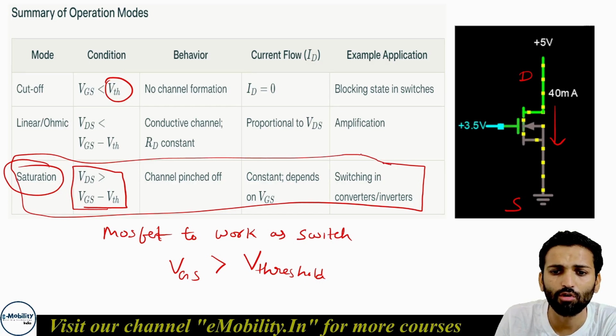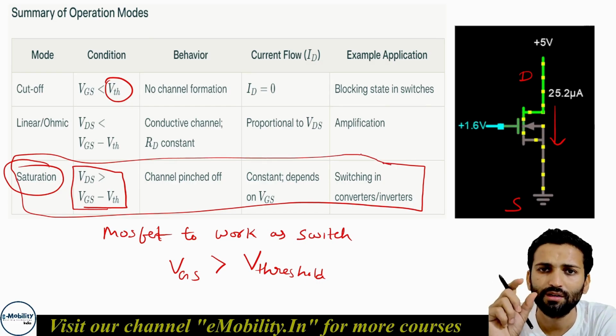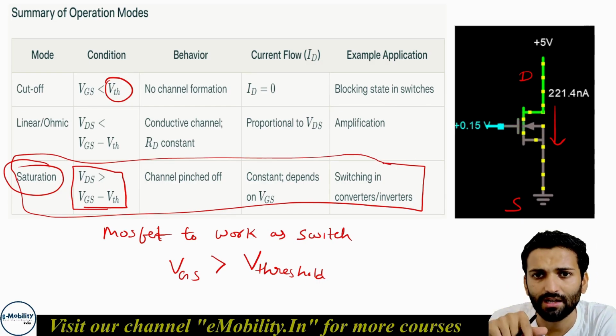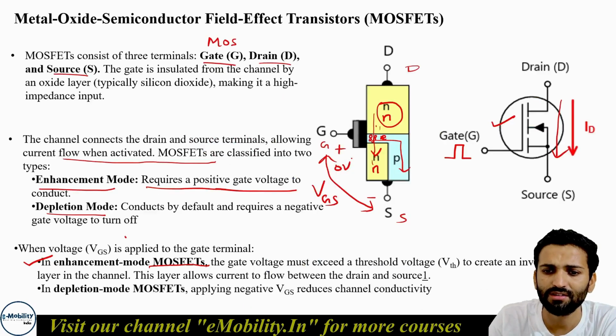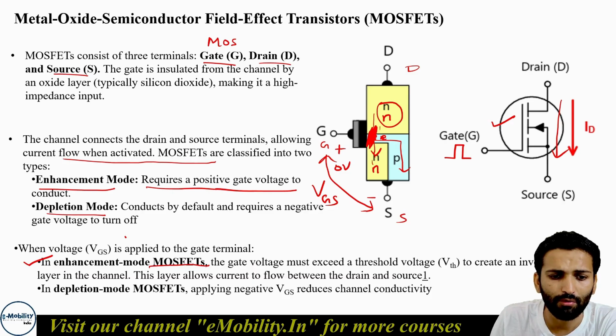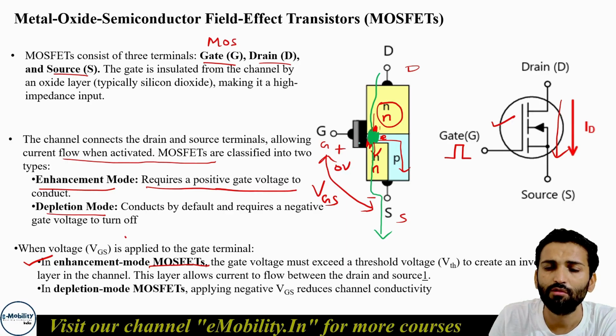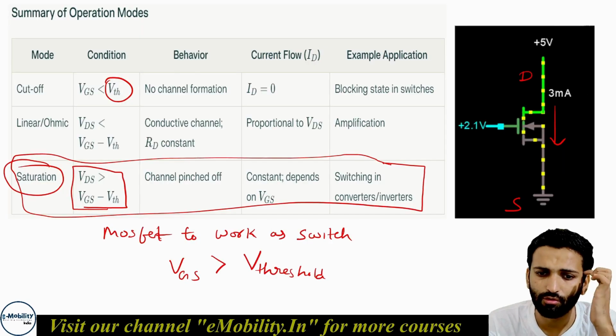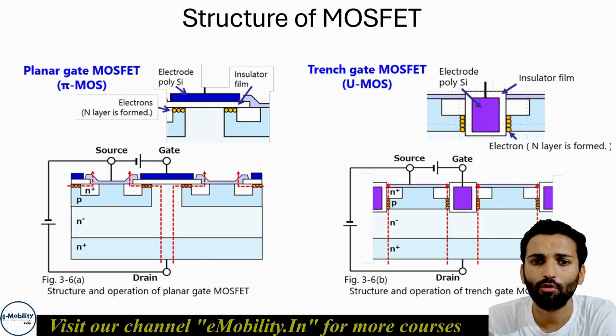Always as a switch, the MOSFET will be working in the saturation region where the channel is pinched off. Pinched off means the channel will be fully formed. Which channel are we talking about? This channel. This channel will be fully formed, and because of this, the current will be flowing from here to here and through this. So this is the pinching off of the channel. This channel will be fully formed when VGS is greater than V threshold. So this is the condition for the MOSFET to work as a switch. The MOSFET will be in the saturation region to work as a switch.